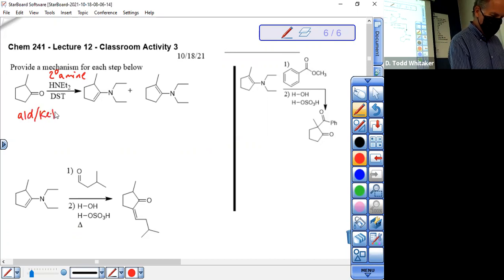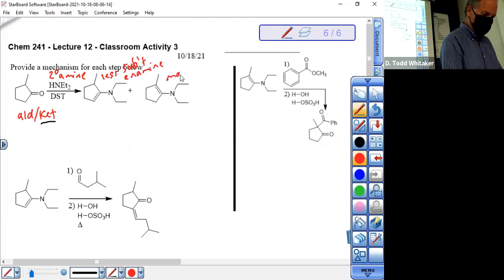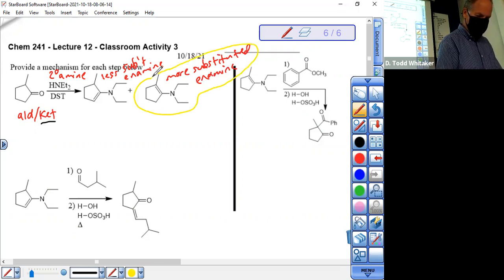In this case, ketone, to make enamine. This one is the less substituted enamine. And this one's the more substituted enamine. More substituted, more hyperconjugation. Major. Wasn't asked for, I should have asked for it. Circle major.